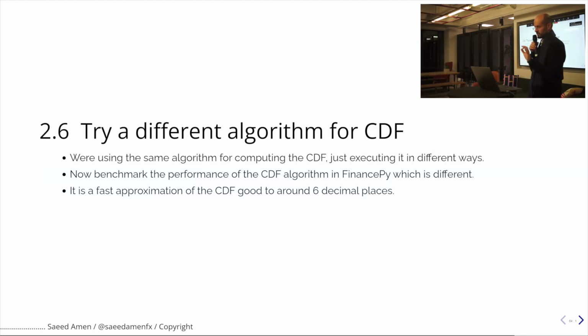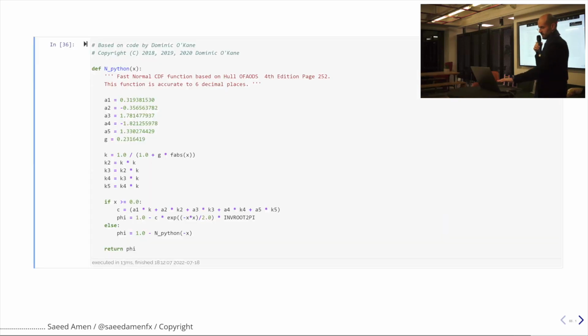So we were just using the same algorithm for computing the CDF, but we were just executing it in different ways. So trying to rewrite it in pure Python, then putting the JIT command at the top as well. But ultimately it was the same calculation underneath. But we could have a different algorithm for computing the CDF. And in Finance Pi, it has a fast approximation of the CDF, which is pretty good to around 6 decimal places. And this is the code here.